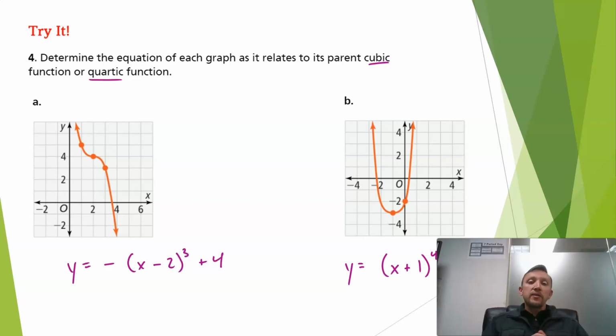The other one is obviously the quartic one then. It's even. The right side of the graph is going up, so the leading coefficient would be positive. The vertex has been moved to the left 1 unit and down 3 units. So if it's moved to the left 1 unit, it would be x plus 1. So it would be x plus 1 quantity to the 4th power. Then it moved down 3 units, so minus 3. So hopefully you got both of those correct.